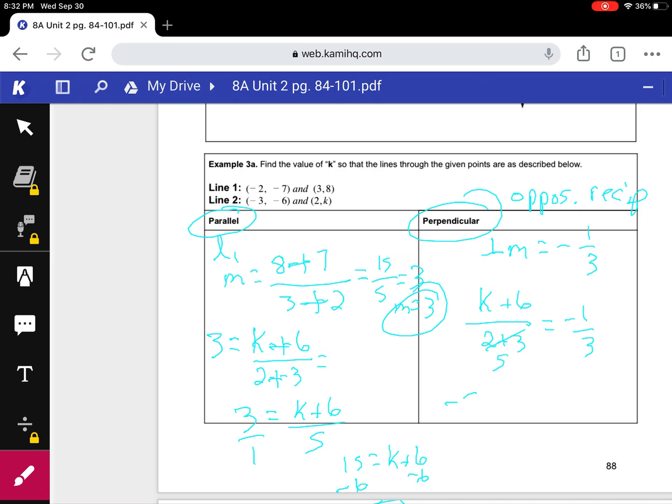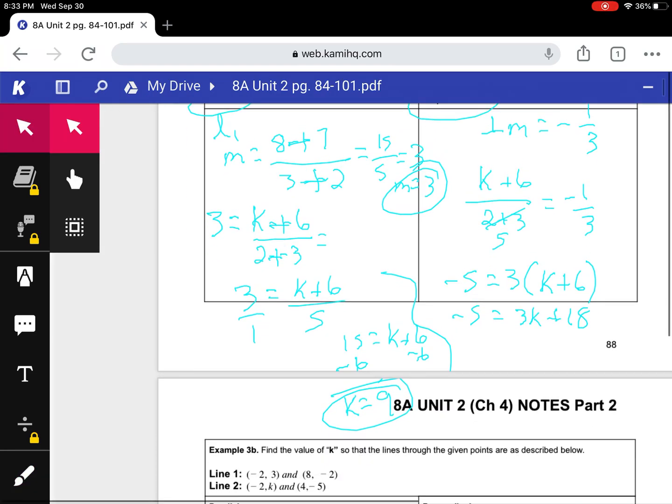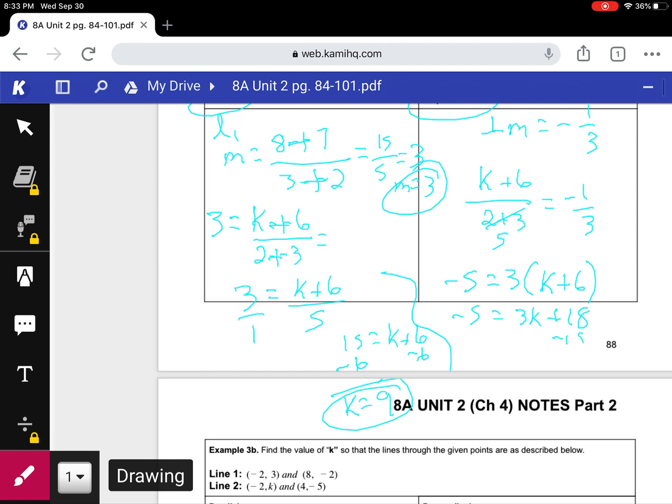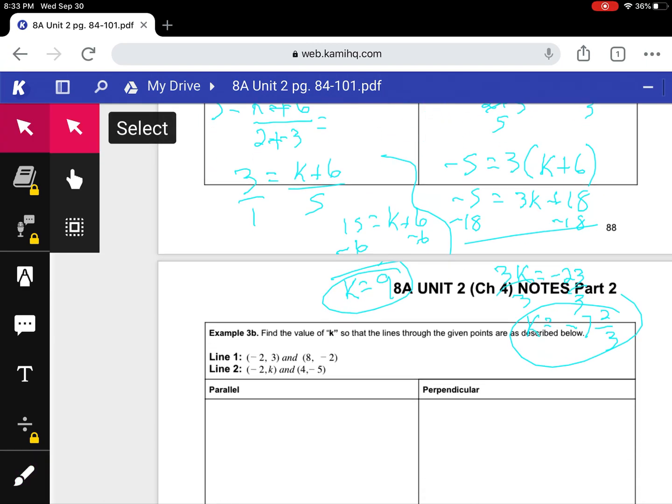That becomes 5. We're going to do cross products. -1 times 5 is -5, and we've got 3 times k plus 6, okay? -5 equals 3k plus 18. I'm going to go ahead and subtract, whoopsie, it would help if I changed. Subtract 18 from both sides. I get, let's write down here, 3k equals, what is that, -23. Divide by 3, I get k equals -7 2/3. Okay, that wasn't so bad.